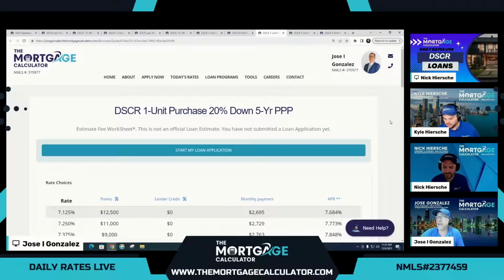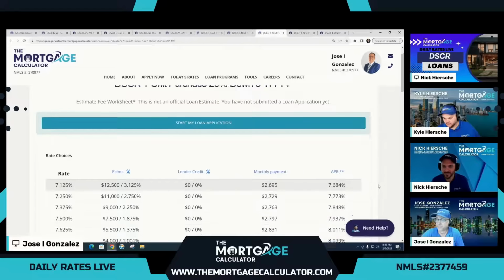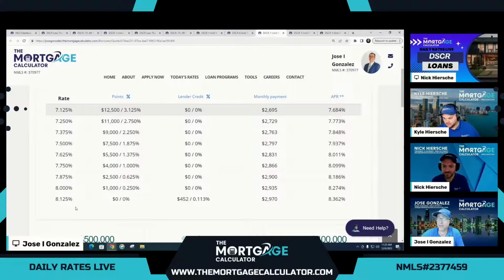Now I added a 5-year prepay to this option, so we do get a little bit of an improvement here now. You see it drops the rate by 0.375, which is pretty good for adding the extra 2 years on there, and you can buy that down all the way to 7.125.